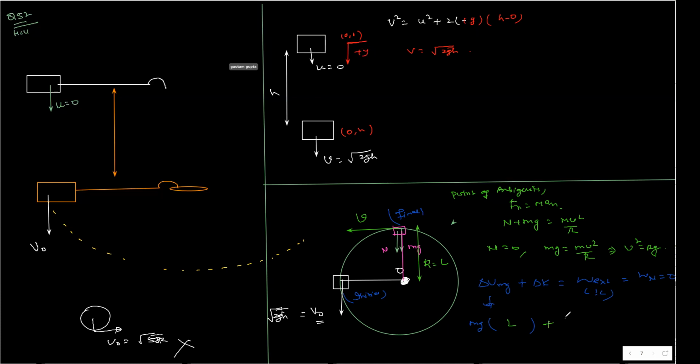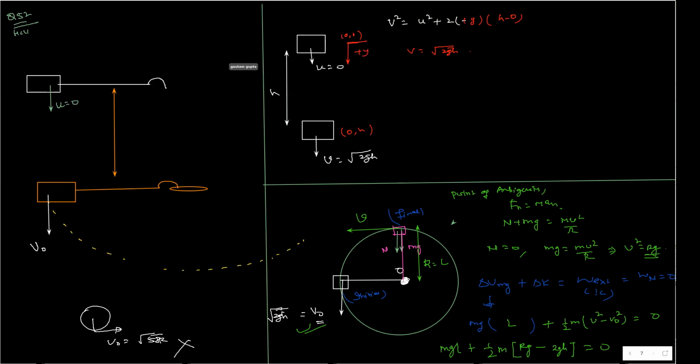Now delta K is half m, final velocity v square, initial velocity v naught square. So you will find mgL plus half m v square. V square you have found from here as rg, so put that in, and v naught square you have found as 2gh. So mgL plus half m rg minus half m 2gh is equal to 0. From here you will get the condition on this height, so h should be in terms of L. That will be your answer.